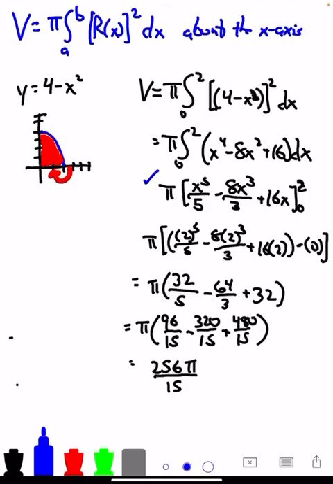Now, this is the difference in this problem that we have to do. I'm going to erase this.